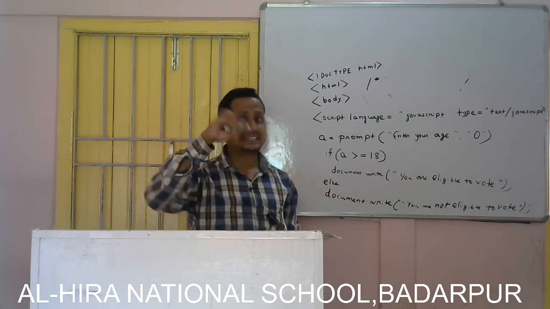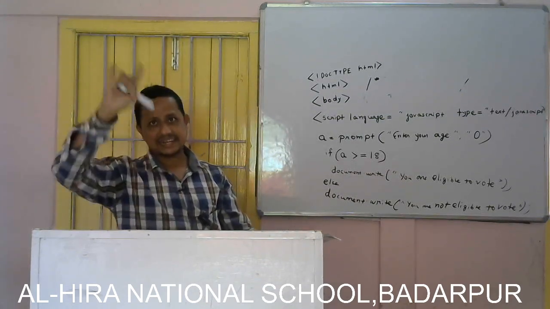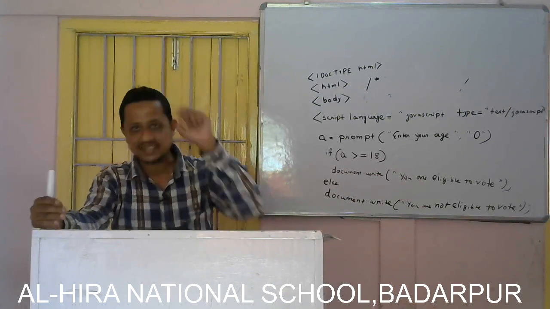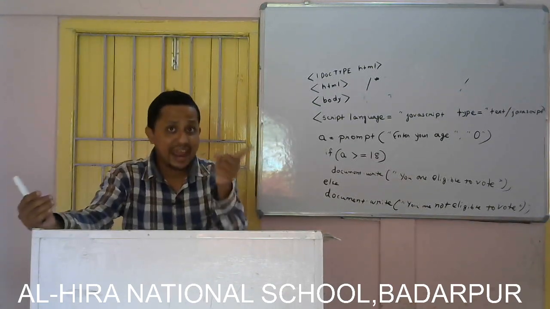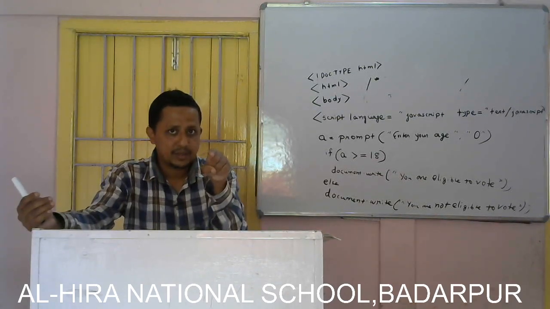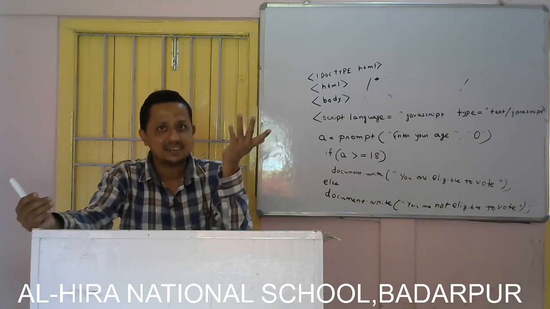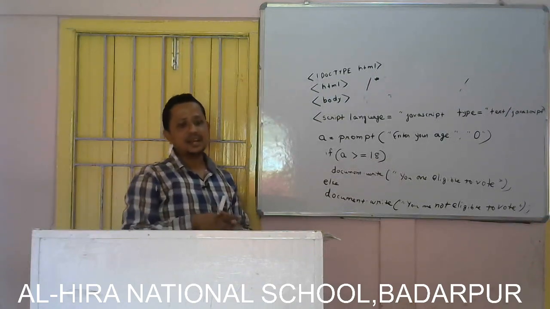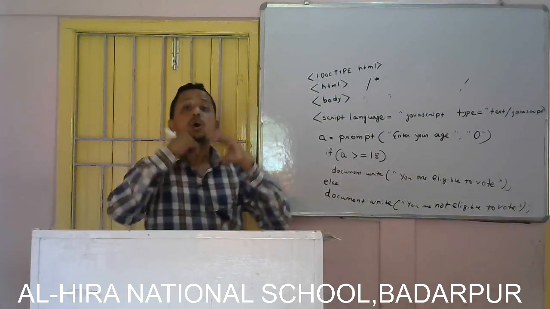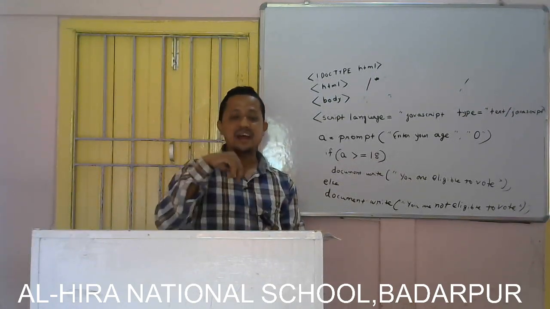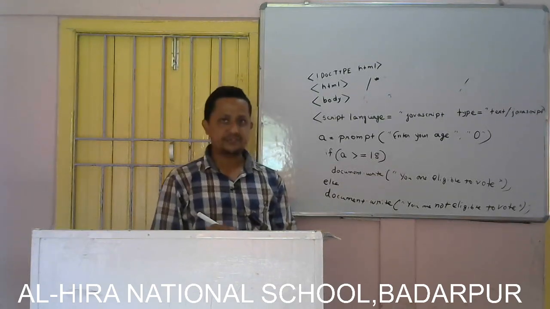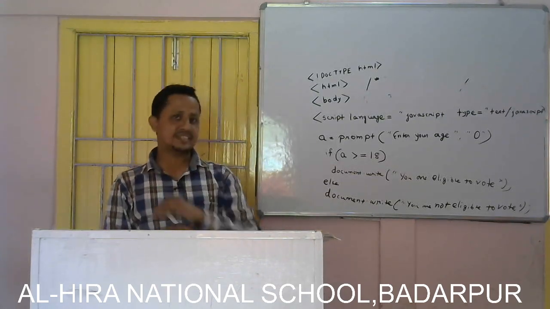Now, if A is greater than B and A is greater than C, definitely A is greater. Now, if A is greater than B, but A is not greater than C, definitely C is greater. So, like this, some conditions are there. Here we will find more than one set of if else, and these are known as if else if statements.